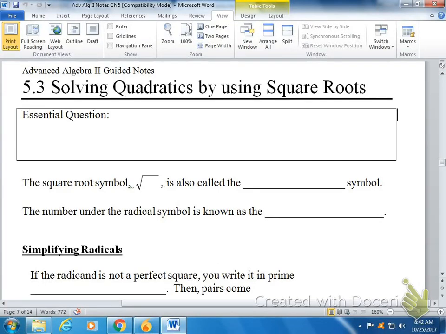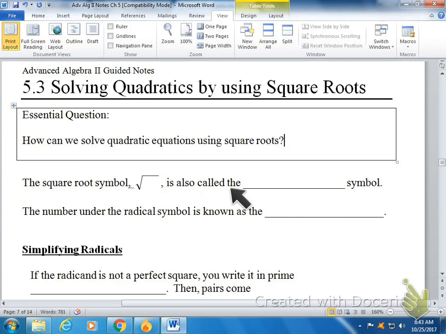Hey, so we're going to start 5.3, solving quadratics by using square roots. The reason why we don't have PowerPoint right now is because I'm going to be doing this on the chalkboard. So the essential question is, how can we solve quadratic equations using square roots?